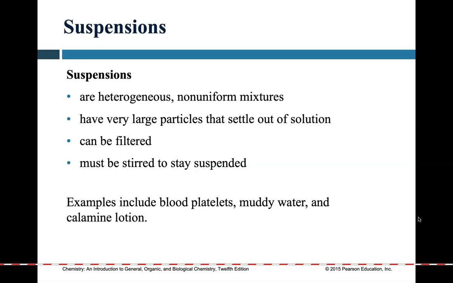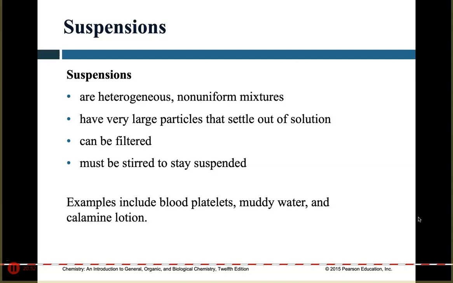These, by definition, are no longer homogeneous. The other two were. It is now heterogeneous, and it's going to be a non-uniform mixture. They're typically very large particles that, when allowed to sit, will settle out of solution. So that might be something like sand and water, or whatever I said before, that's a good enough example.